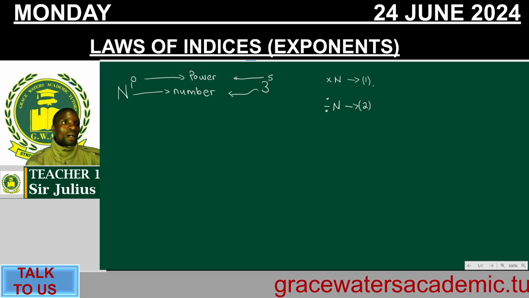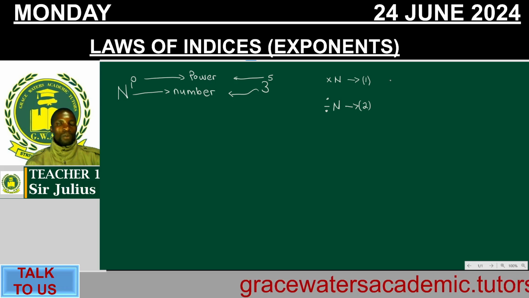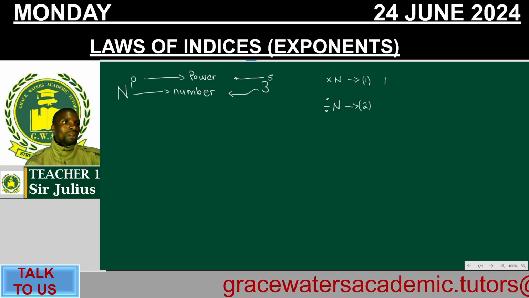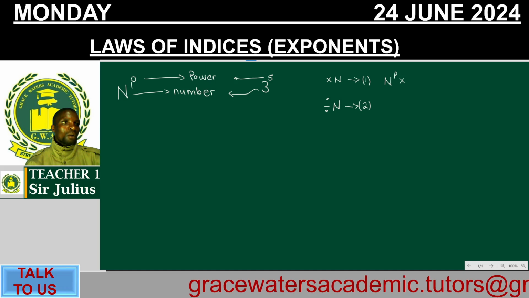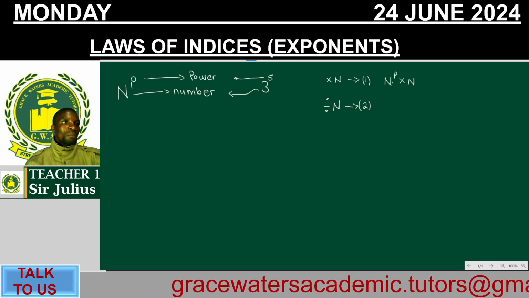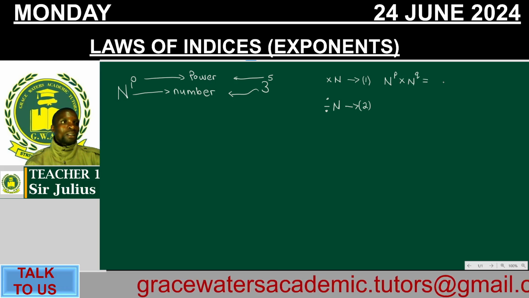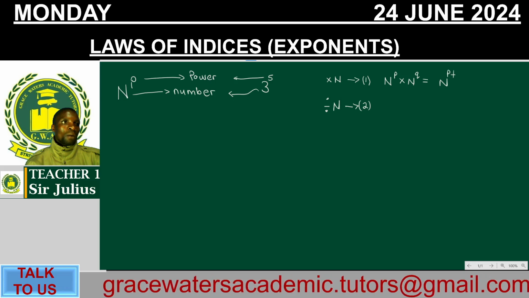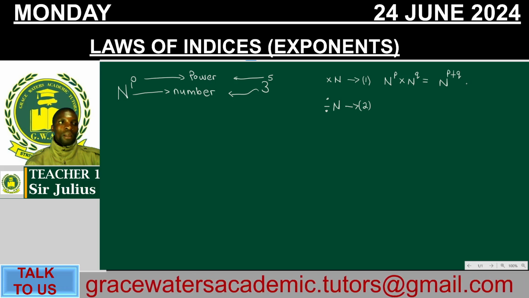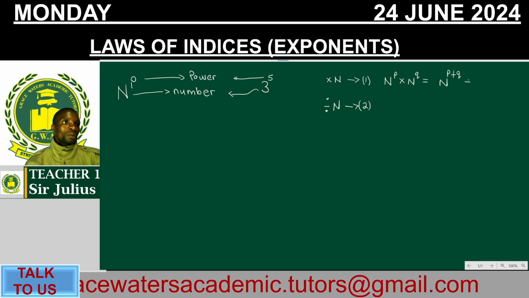When numbers are the same and multiplying each other, the law states that we add the powers. Meaning if we have any number to the power p multiplying the same number to the power of q, then your answer should be that number with its powers added. That's what you call the first law.